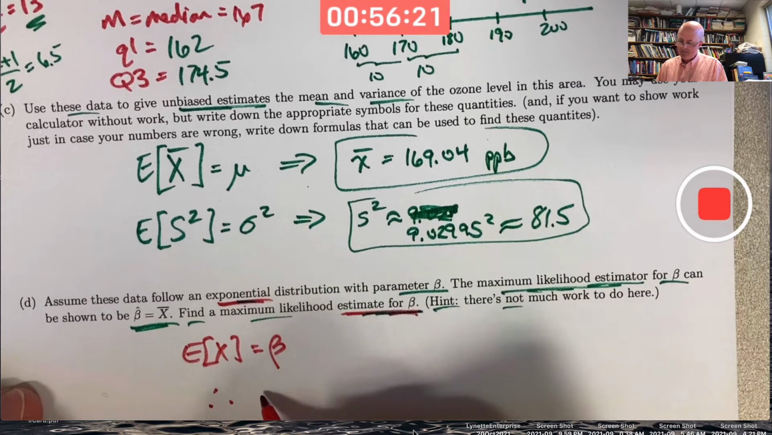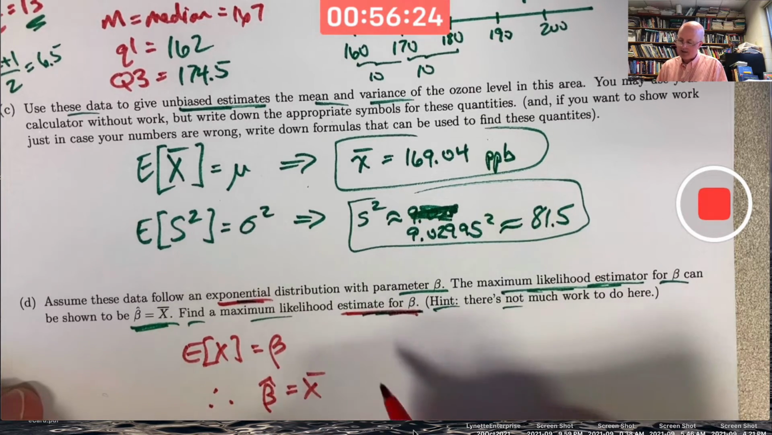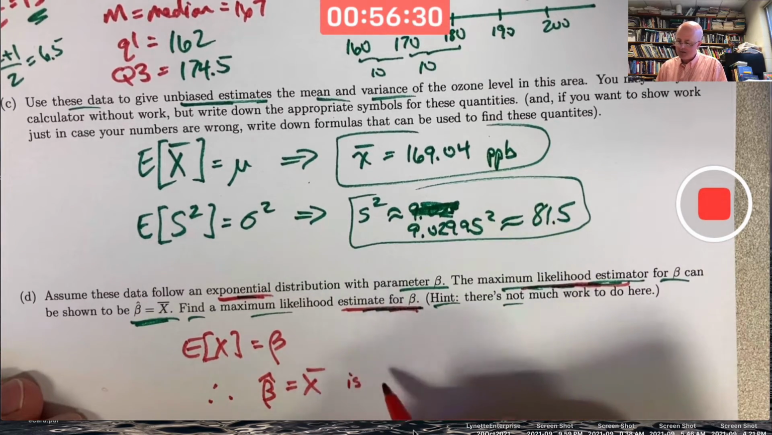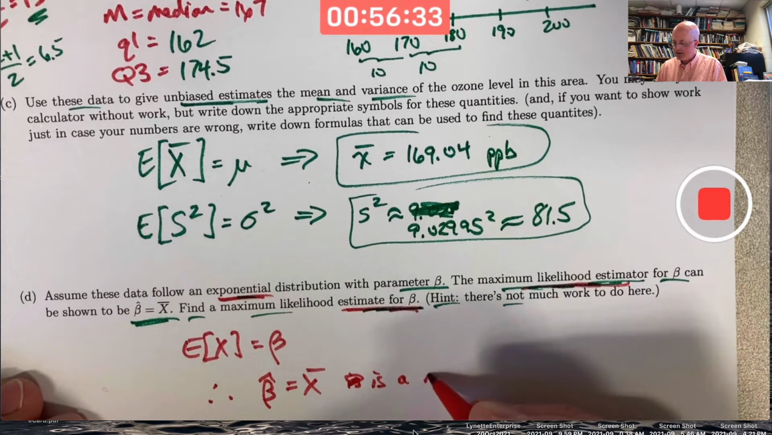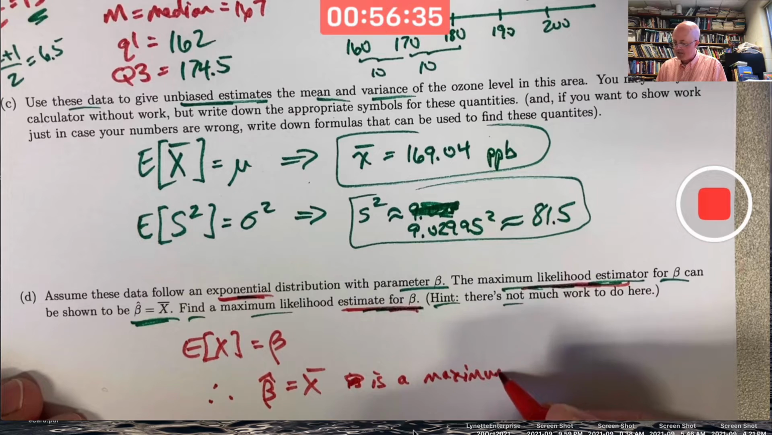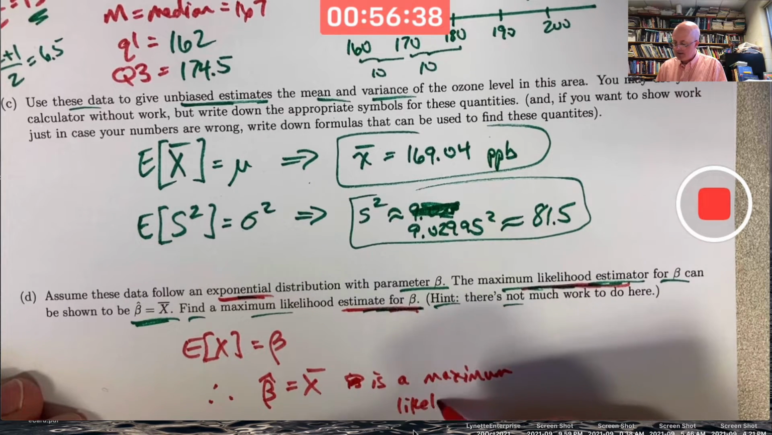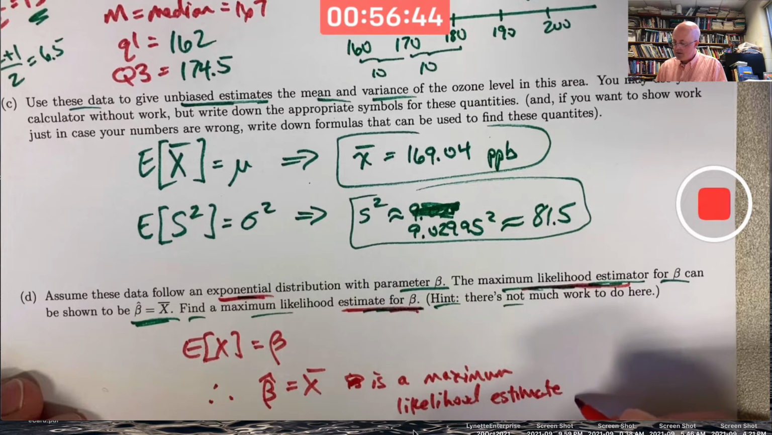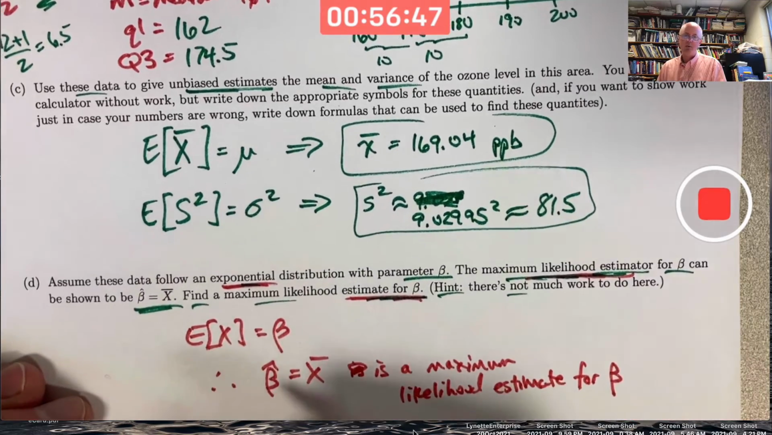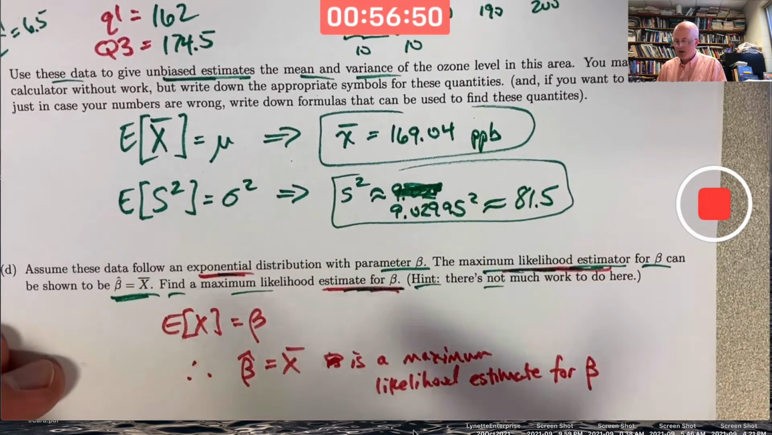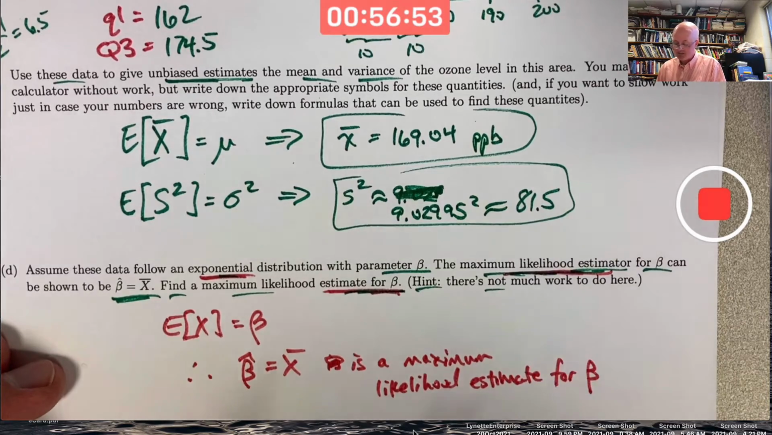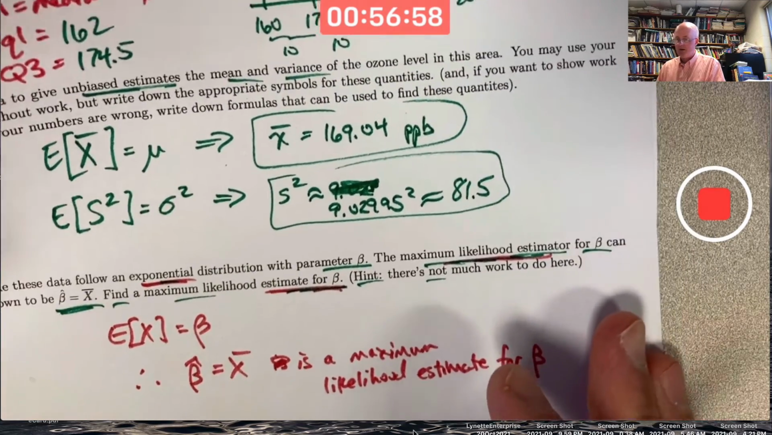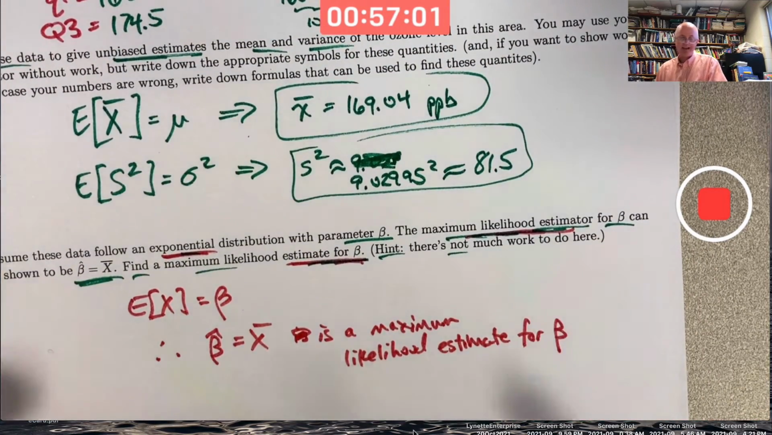Therefore, beta hat equals x bar that we get from the maximum likelihood method, which we will do on the next page, is a maximum likelihood estimate for beta. So we need what you're told in this problem. You also need to know that the mean of an exponential random variable with parameter beta is beta itself. Some books call it lambda instead of beta. Some books call it k instead of beta. Some books just cut to the chase and call it mu right away, actually. But our book, for my students, uses the letter beta.